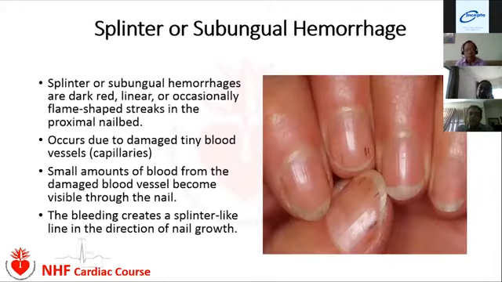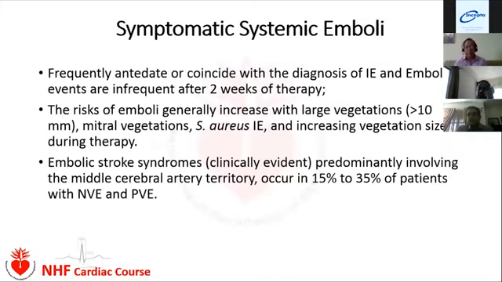Subungual hemorrhage. Splinter or subungual hemorrhages are dark red linear or occasionally flame-shaped streaks in the proximal nail bed. It occurs due to damaged tiny blood vessels. A small amount of blood from the damaged vessels becomes visible through the nail. The bleeding creates a splinter-like line in the direction of the nail growth. Then there is symptomatic systemic emboli.